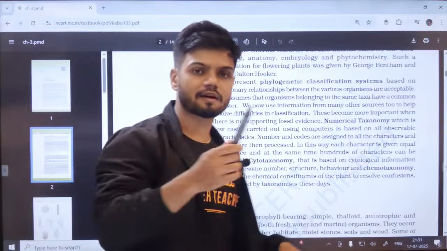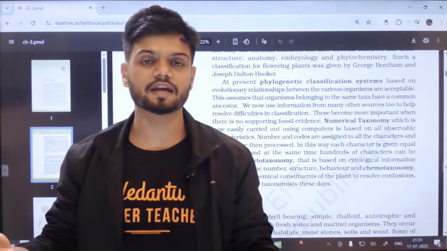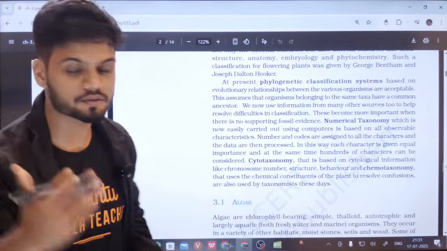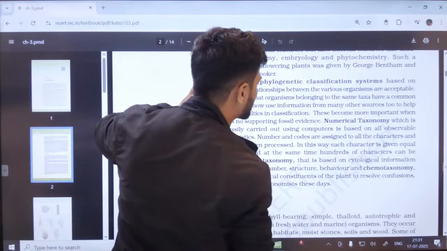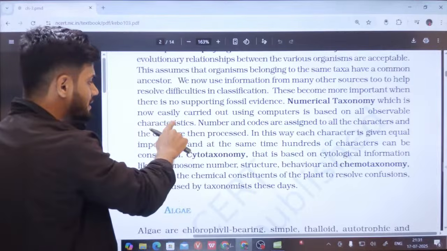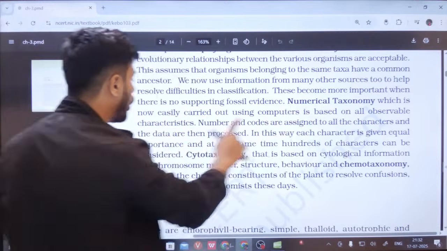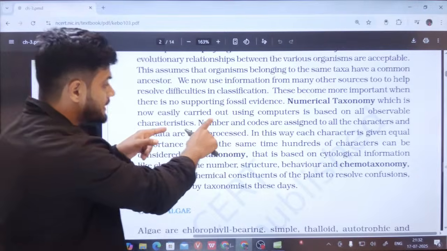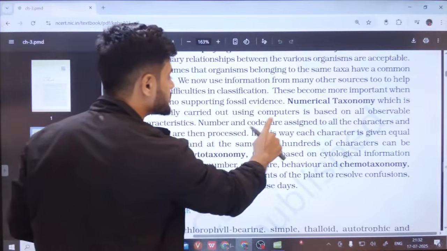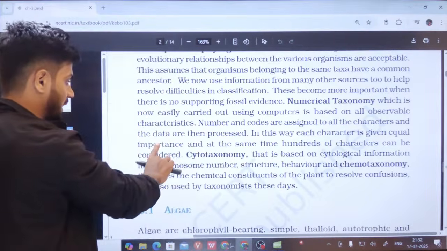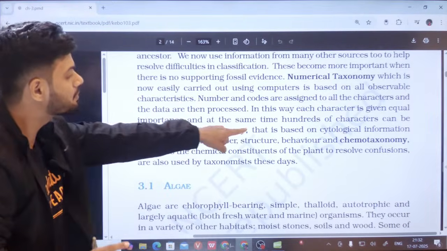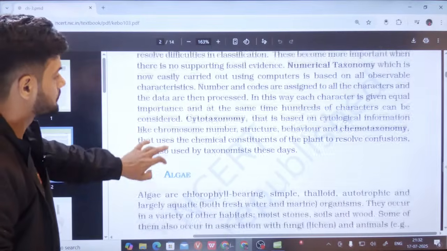Whenever we have fossils, we can use fossils and do the phylogenetic system of classification. If there is no fossil, we go for alternatives such as numerical taxonomy. Read the lines. Numerical taxonomy, which is now easily carried out using computers, is based on all observable characters, numbers and codes. Remember 1010, I told you. Numbers and codes are assigned to all characters and data and then processed. This way each character is given equal importance and at the same time hundreds of characters are considered.